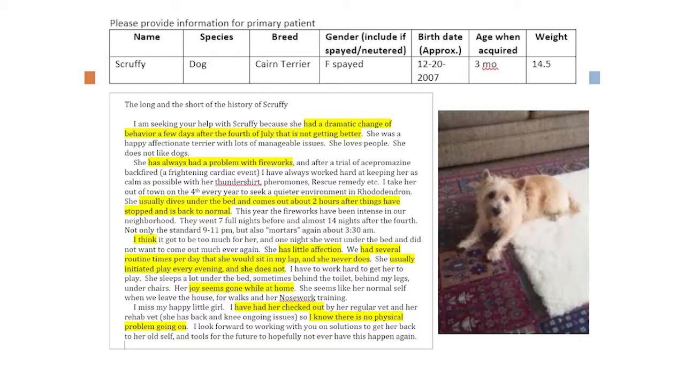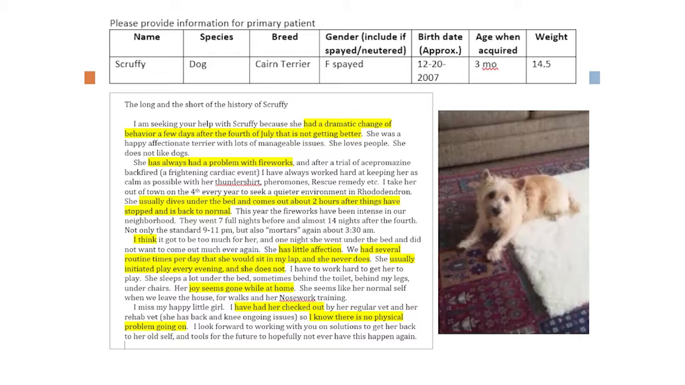And so this was a letter that was written at the end of July. Her normal pattern over the course of years has been she would dive under the bed, comes out about 2 hours later, so self-recovery without intervention. I think it got to be too much for her, so again, now we're getting into interpretation, so I need to just listen and read carefully.